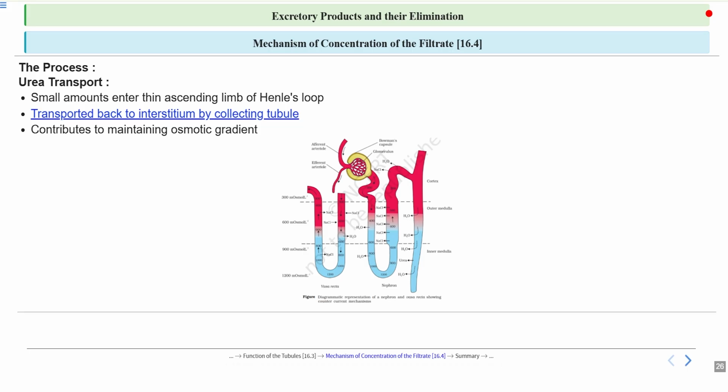So that wraps up our discussion on urea transport. Remember here that each step in this process is essential for the kidney's ability to filter waste and maintain balance in the body.